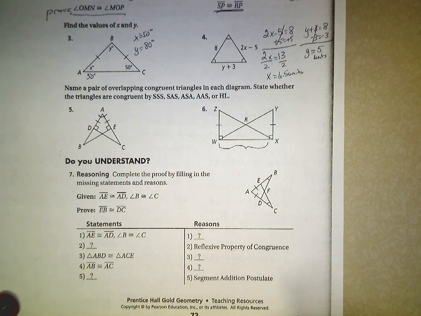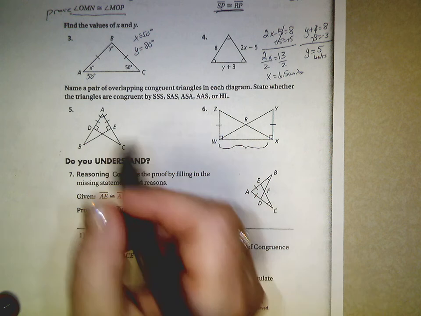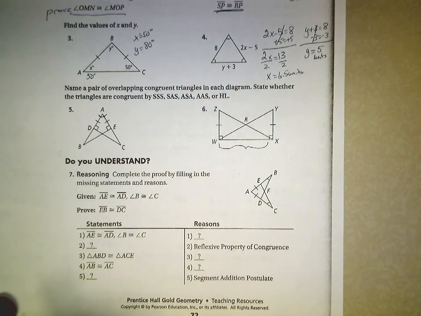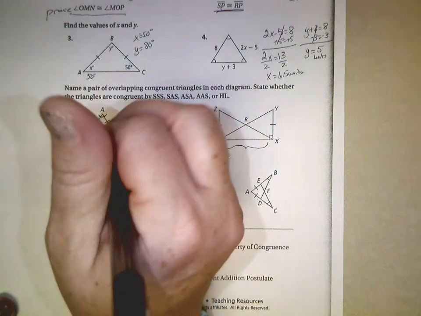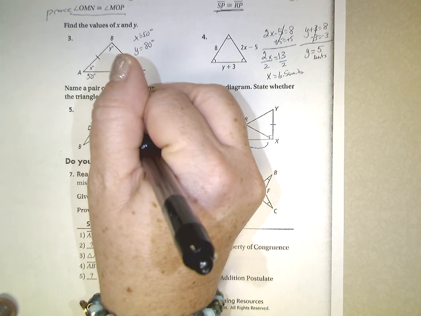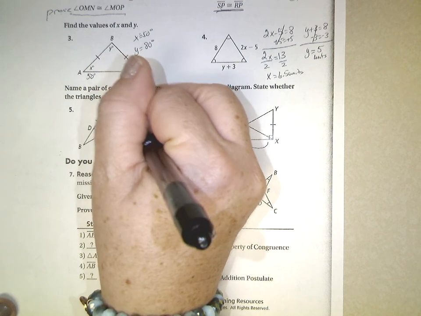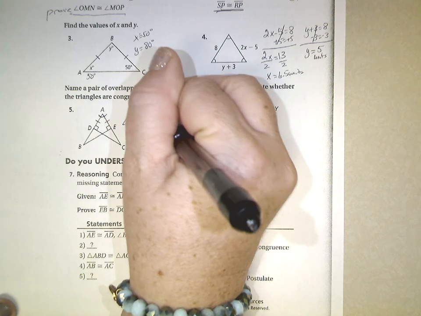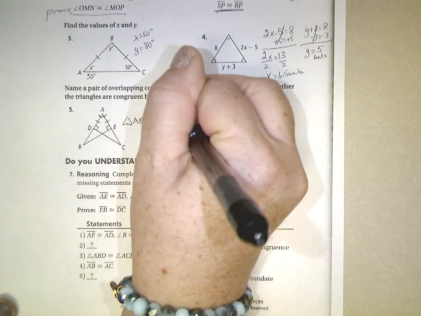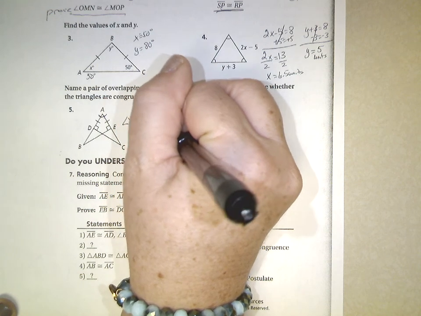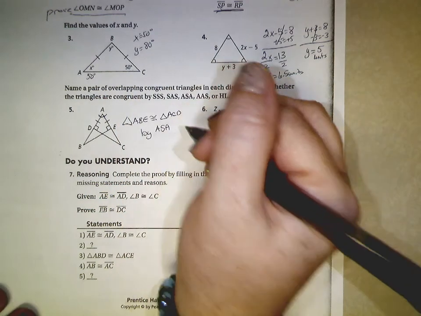That 90-degree angle there makes you want to think the HL theorem, but due to the fact that we have a shared angle, a side, and an angle, we can use angle, side, angle. So you would say triangle ABE is congruent to triangle ACD by angle, side, angle theorem.